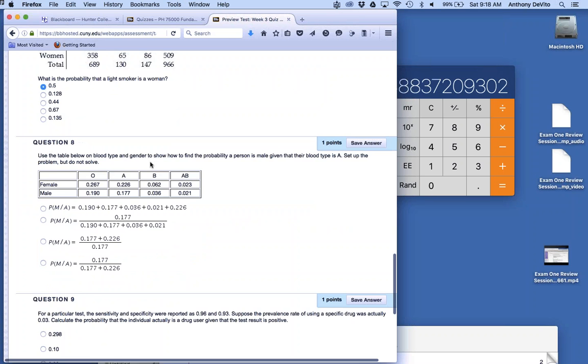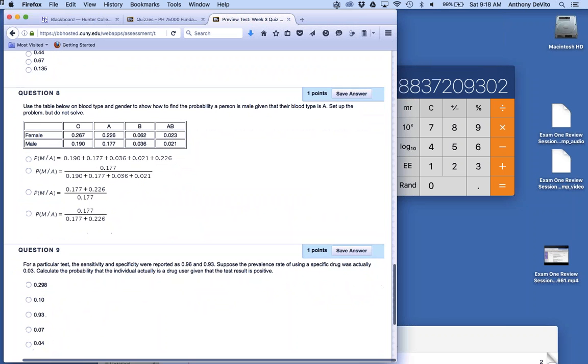So you really have to parse that sentence a little bit. Use the table of blood type and gender to show the probability. Find the probability a person is male, given that their blood type is A. Set up the problem, but don't solve it. Use the table below to show the probability a person is male, given that their blood type is A.